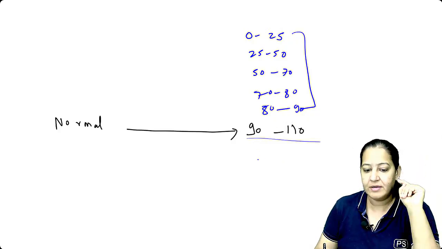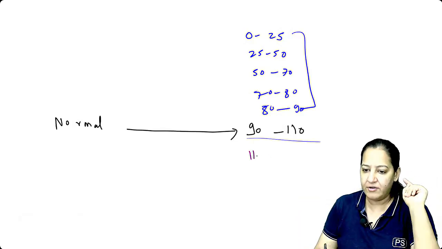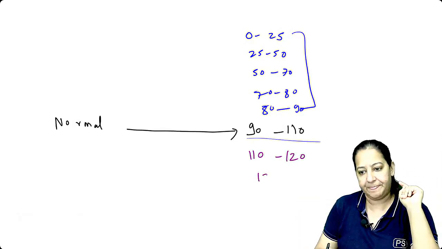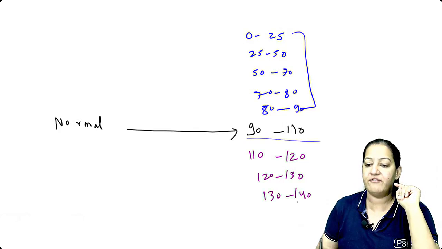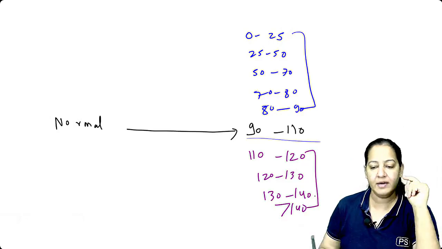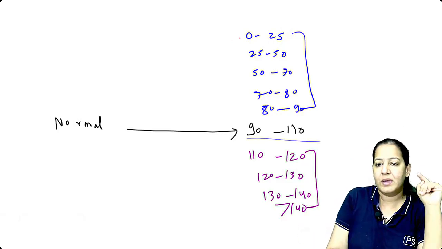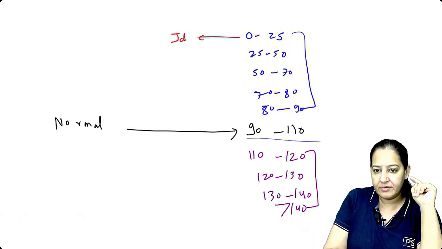90 to 110. Now say the categories below that: 110 to 120, 120 to 130, 130 to 140, and more than 140. So 4 categories below that. Let me tell the names. So this one is known as idiot. Idiot.